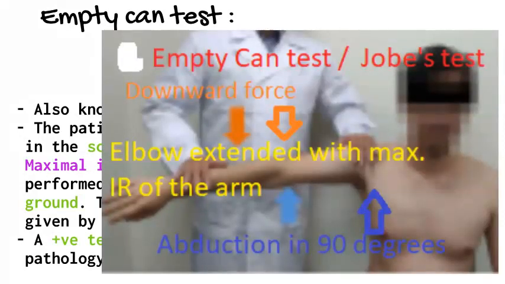This figure illustrates the empty can test or Jobe's test. Abduction to 90 degrees, elbow extended with maximum internal rotation of the arm, with the examiner putting a downward force.